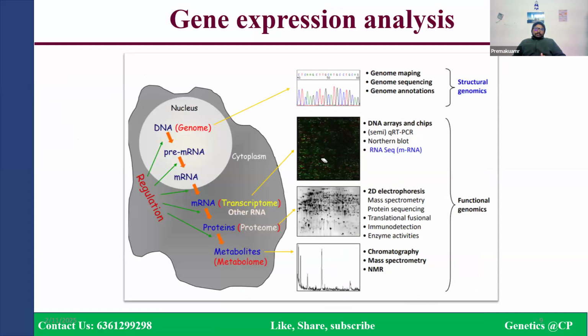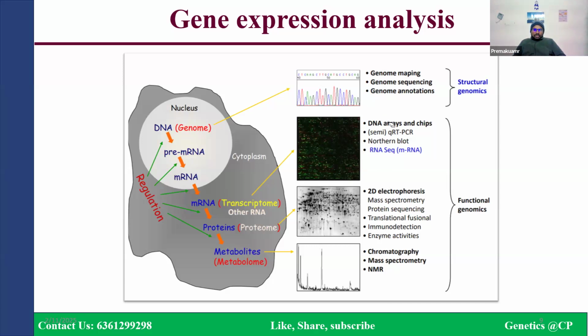Normally we consider it a part of functional genomics. We have discussed what functional genomics, structural genomics and comparative genomics are. From structural genomics, the techniques used are genome mapping, genome sequencing, and genome annotation, which we discussed in detail yesterday. Then what other techniques are available to study RNA?